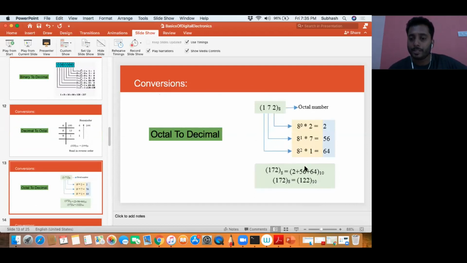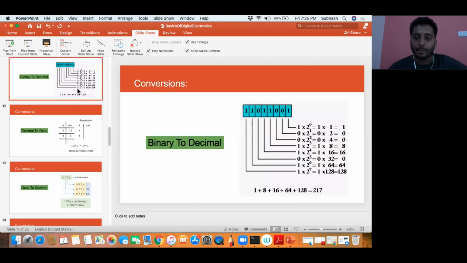Octal to decimal, that is the reverse. Okay, now if you remember, how did I convert from binary to decimal? From the right hand side, I multiplied each digit with 2 raised to its power: 2 to the power 0, 2 to the power 1, and all that.